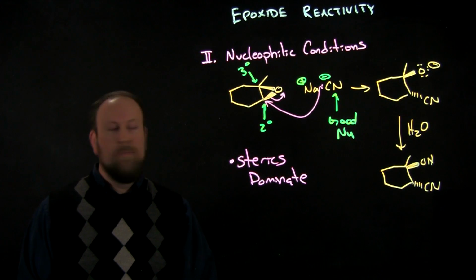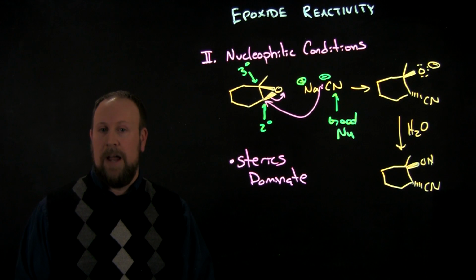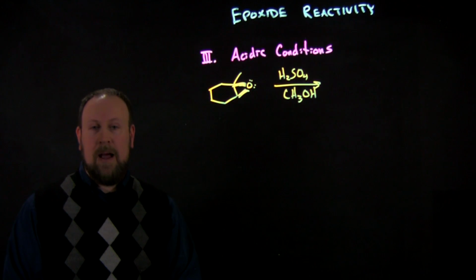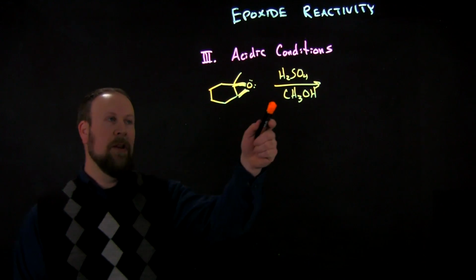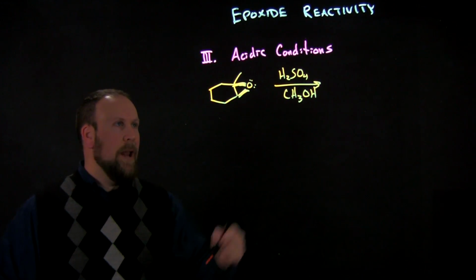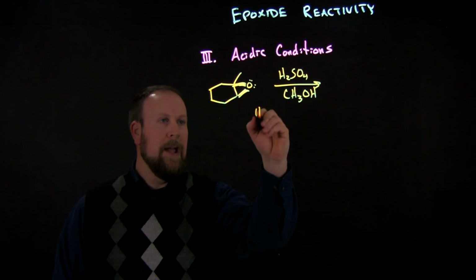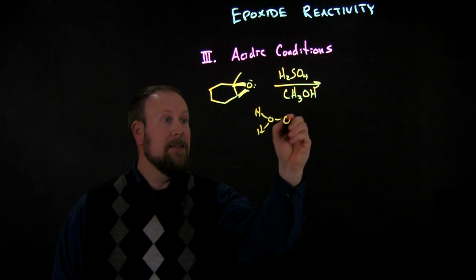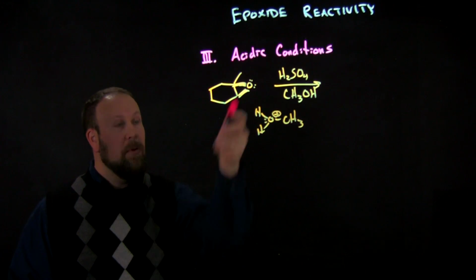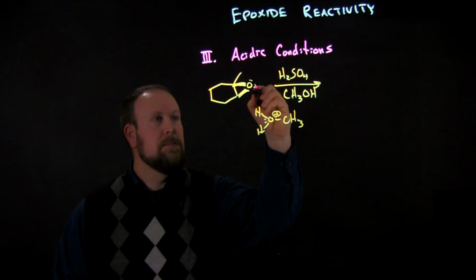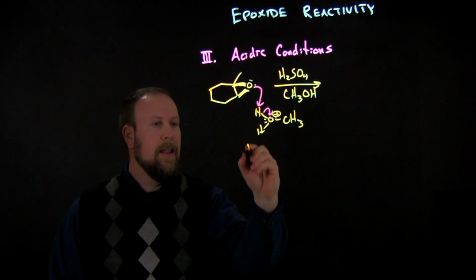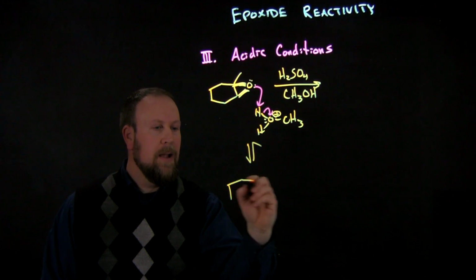So let's see how this situation changes when we run these reactions under acidic conditions. In this example, we're taking that same epoxide that we just looked at, but now we're going to run this reaction with H2SO4 in methanol. What happens is the H2SO4 and methanol are going to react to form the acid catalyst, this protonated solvent. And we're going to protonate that epoxide. Now when we protonate that epoxide, that's going to help to activate it.